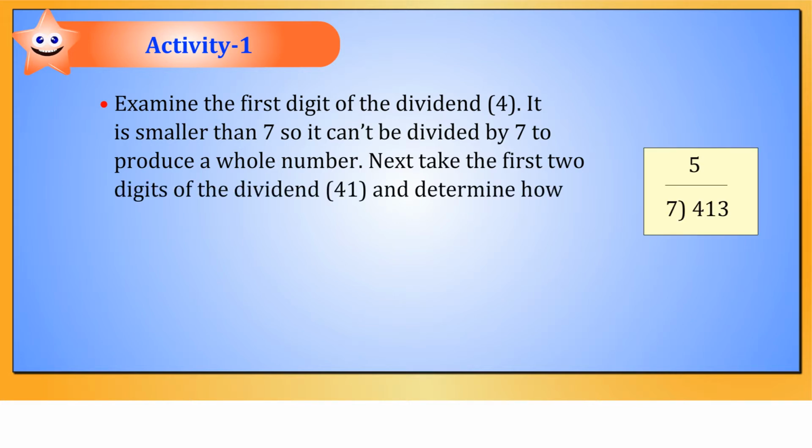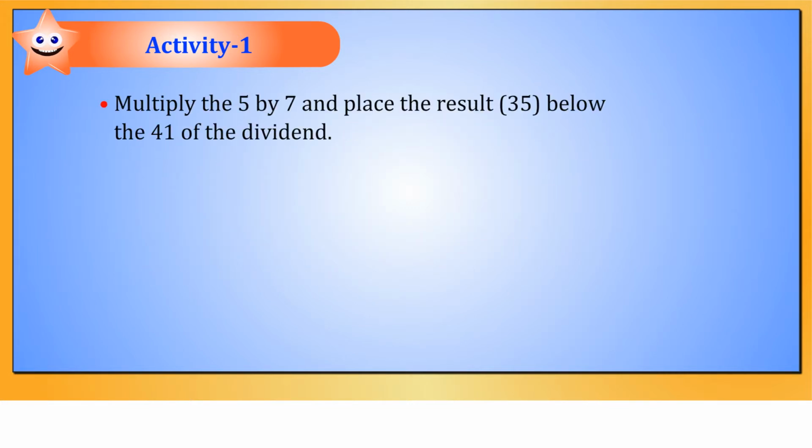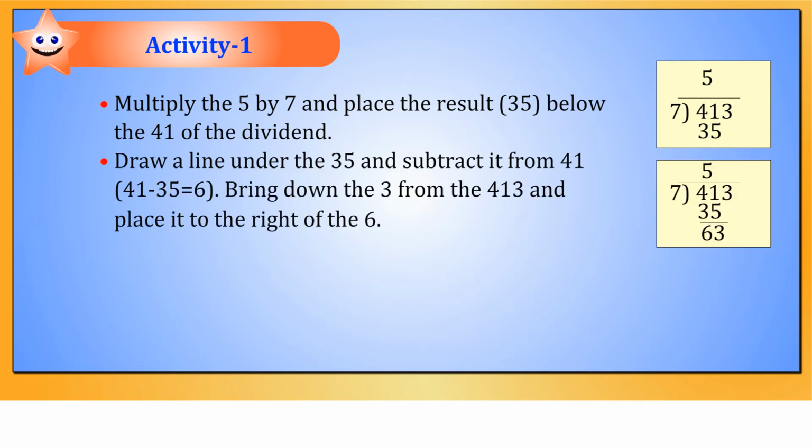Multiply the 5 by 7 and place the result 35 below the 41 of the dividend. Draw a line under the 35 and subtract it from 41. That is 41 minus 35 equals 6. Bring down the 3 from the 413 and place it to the right of the 6. Divide 63 by 7 and place that answer above the division bracket to the right of the 5.